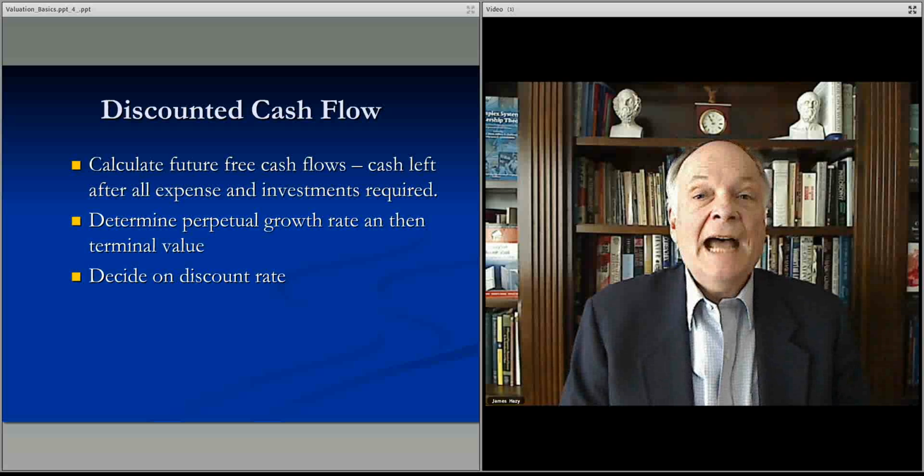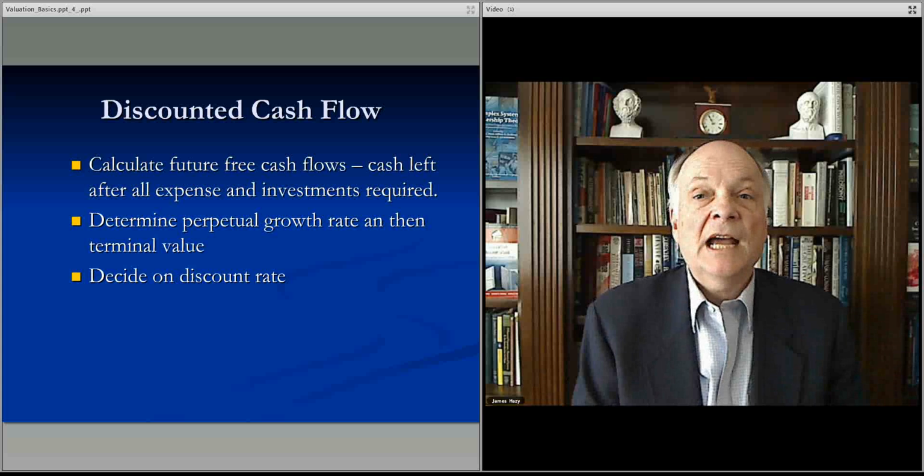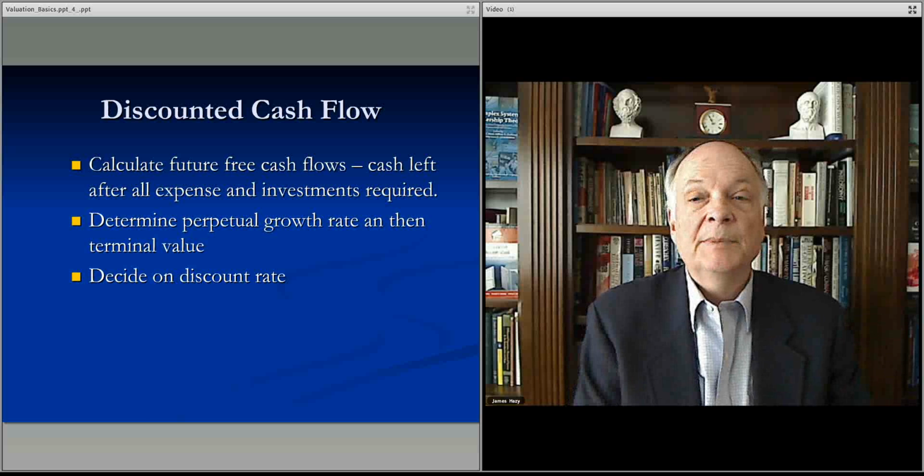And then the last piece is how much risk is there in this plan? That is your discount rate. Discount rate, which you'll recall from finance, is the percent that you expect to get from money by tying it up in this investment because you're taking certain risk.